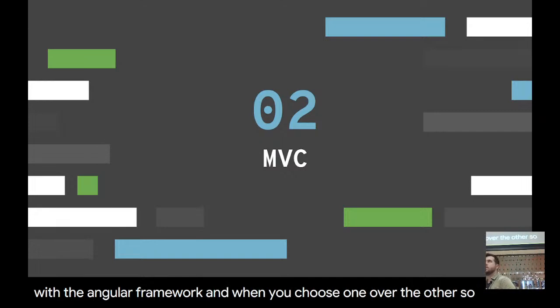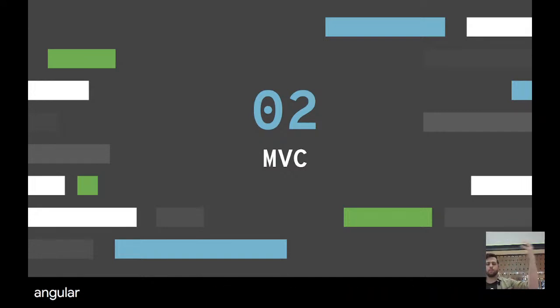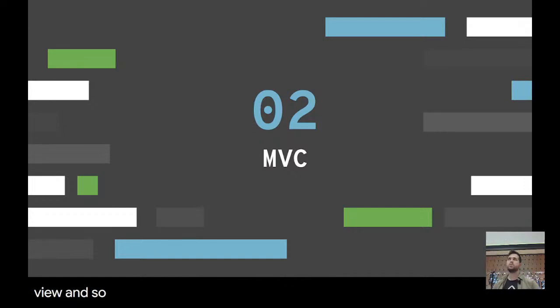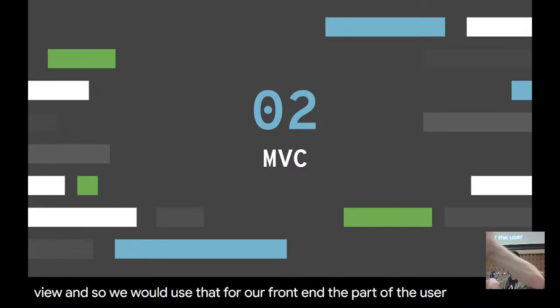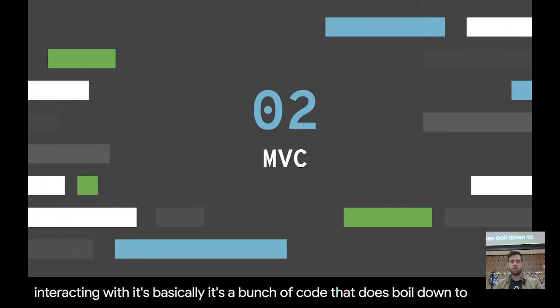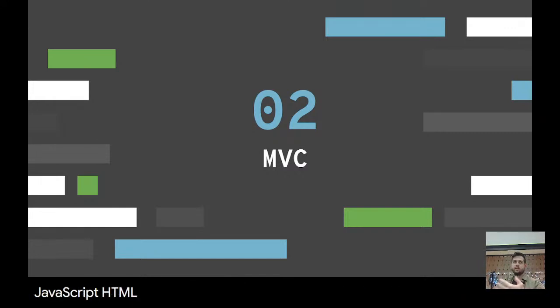So the Angular framework is going to be a framework that covers the V in MVC. It's the view. And so we would use that for our front end, the part that the users are interacting with. It's basically a bunch of code that does boil down to JavaScript, HTML, and CSS.